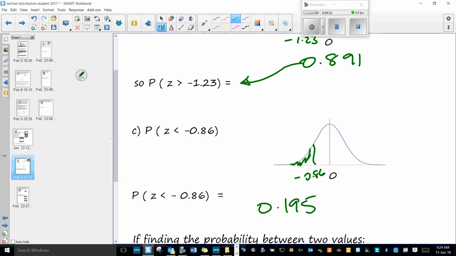Obviously, if they wanted this as a percentage, what would you do with that decimal? Multiply by 100. Good.